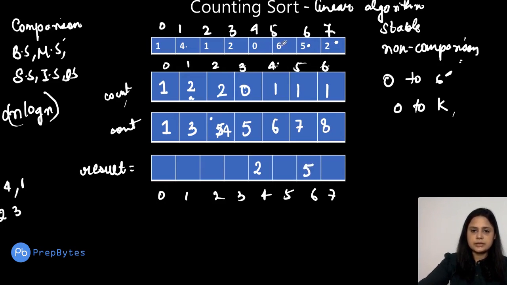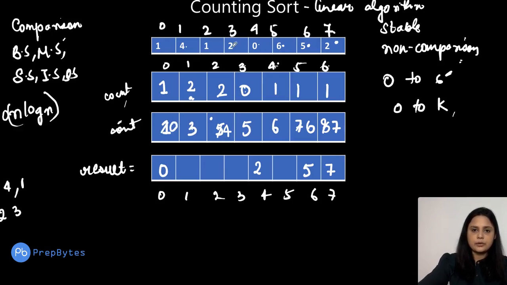Now we have 6. What is the value of 6 here? It is 8. So I'll put it at index 7. After I have put it for 5, I'll reduce it to 6. I'll reduce it to 7. I keep on reducing every time I put an element, at that particular index in this count array. Now I go to 0. How many times is 0 occurring? 1 time. I'll put 0 here, and I'll make it 0.